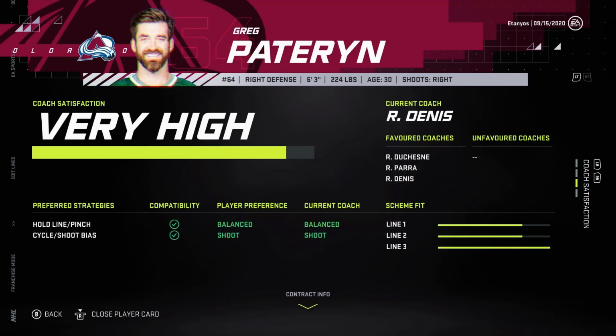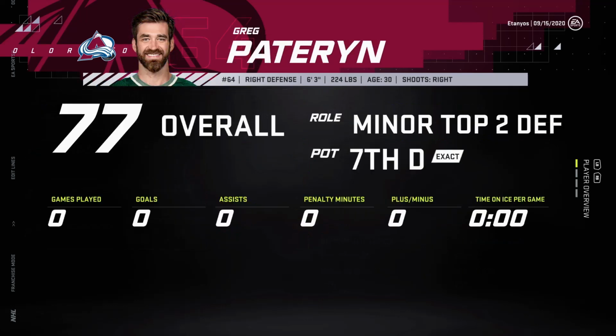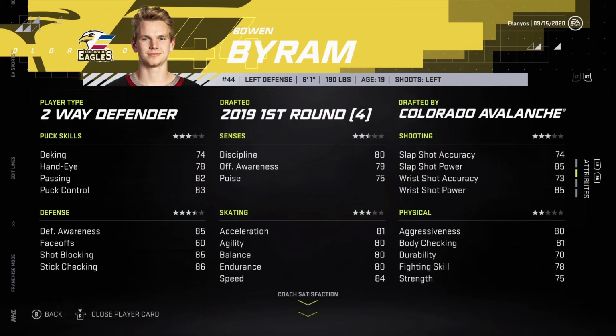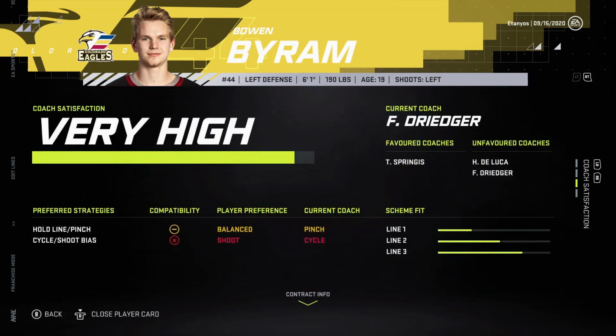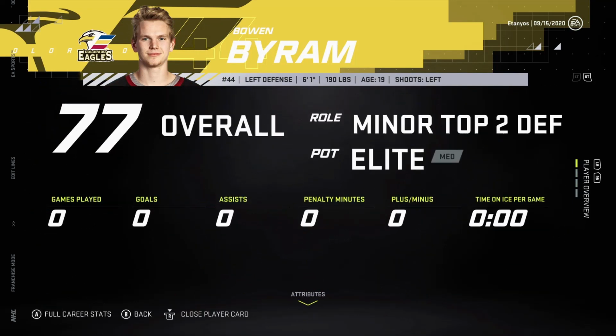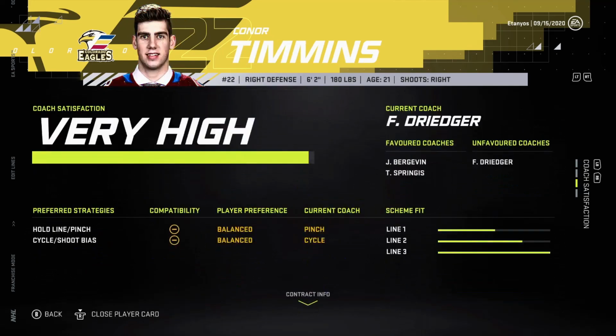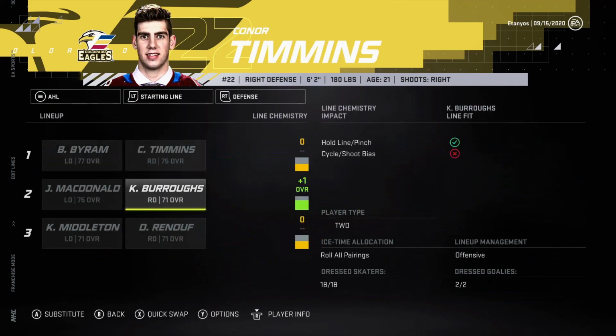The cycling option anyways, apart from Greg Pateryn, who when you look at him, he's 30 years old, 77 overall. Probably not a guy we're going to be holding on to, versus Bowen Byram. Not great, actually, a balance and shoot there. So maybe he's a prospect that we look to trade in the near future. Double balance on Connor Timmins is not an issue.